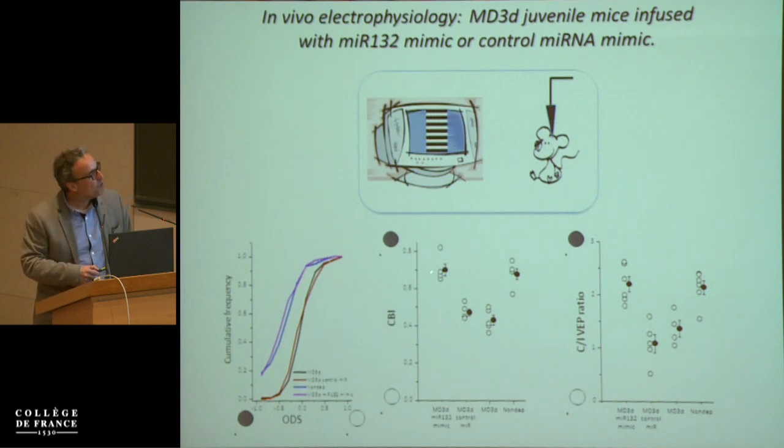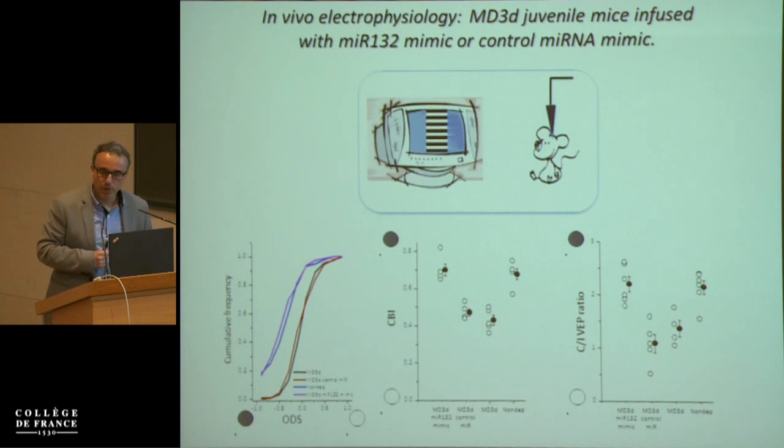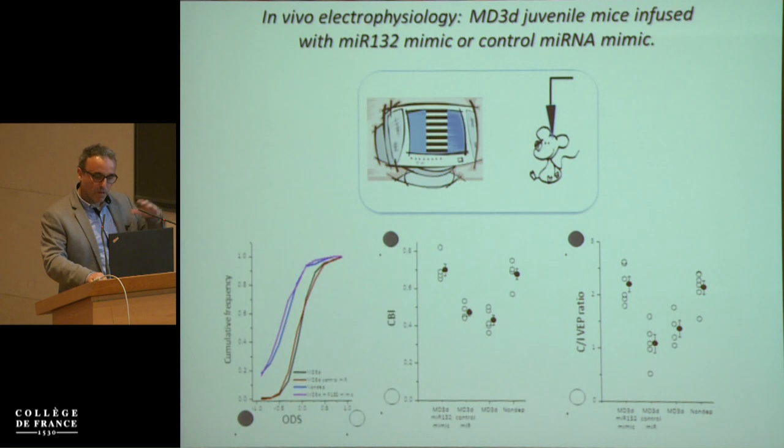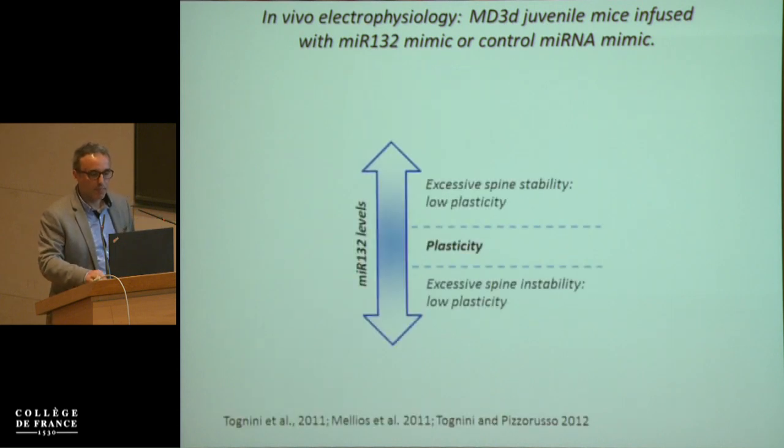Again, this is the index of plasticity. This is the non-deprived. This is the reduction in this ratio when you do monocular deprivation in a juvenile animal. This is what you get with a control, and you see no plasticity if you block the reduction of miR132. So miR132 was an important factor for plasticity.